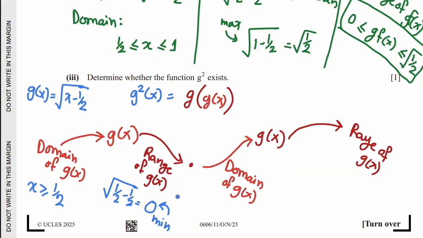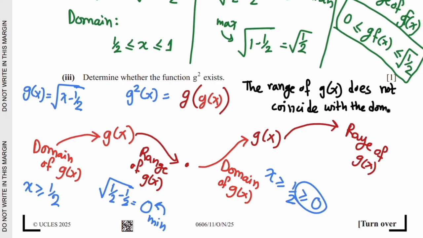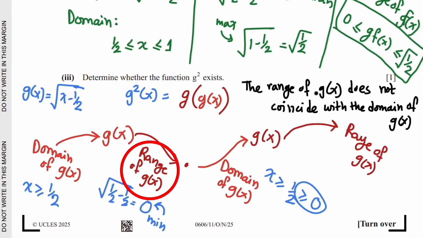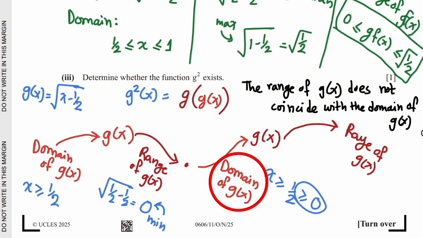Now let's see. This is 0, right? But the domain of g of x is always x greater than half, right? It does not accept values which are less than half, and 0 is just less than half. So this does not work at all, which means the function g squared does not exist. Now, how do we write this? We write this by writing that the range of g of x does not coincide with the domain of g of x, and that is our final answer.